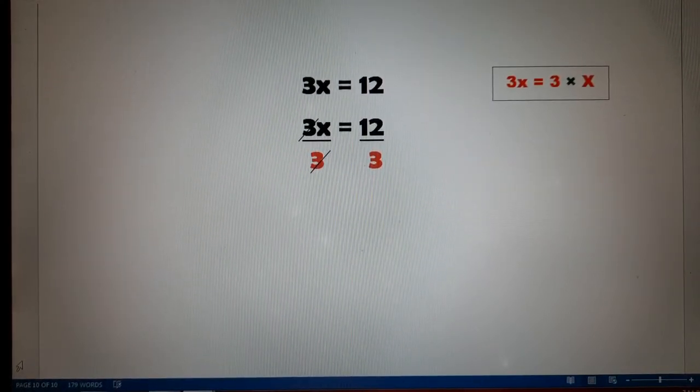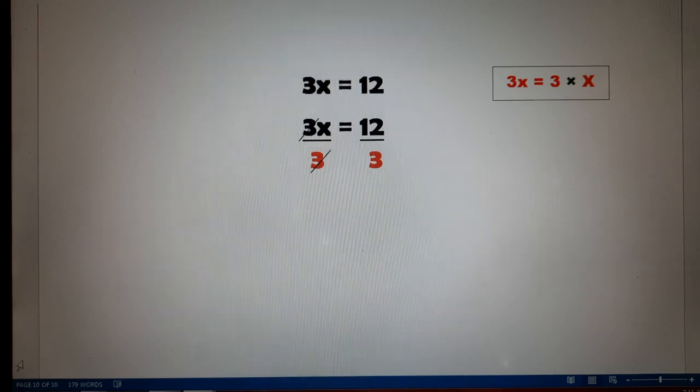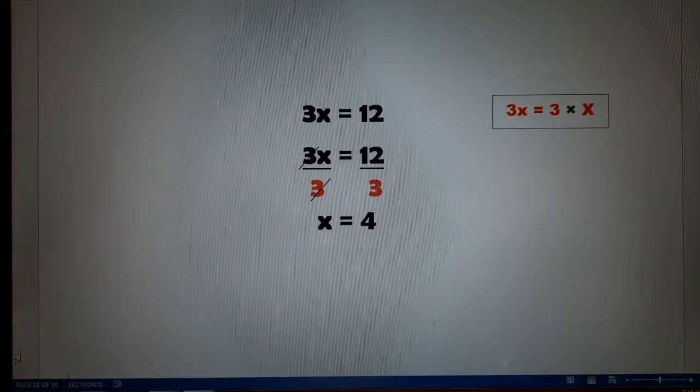When we divide both sides of the equation by 3, we can cancel 3 from the left side and then we can find the value of x. Then finally, you get the value of x equals 4.